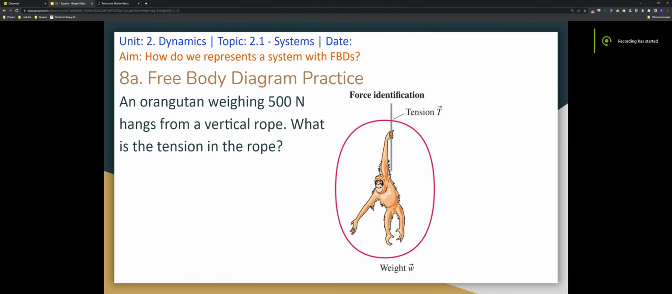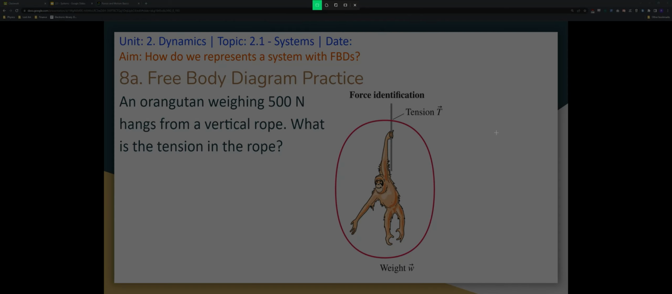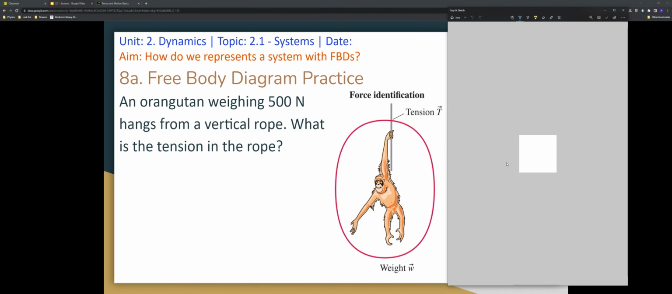So this is going to be me going over the practice problems on the slides. I'm going to go over these practice problems only. I'm not really going to go over the other content.